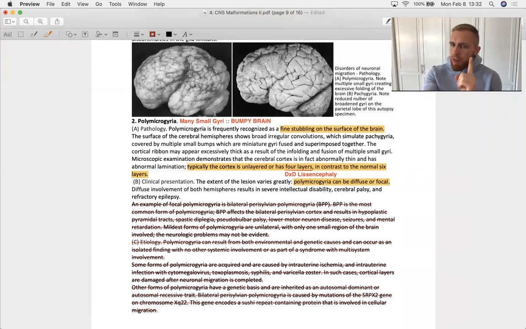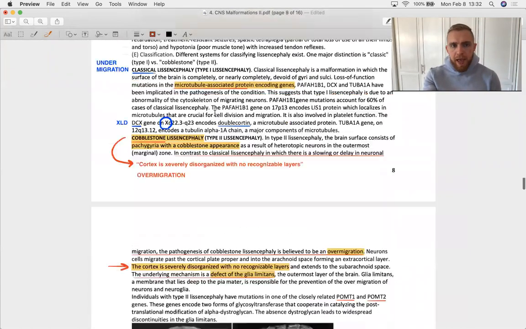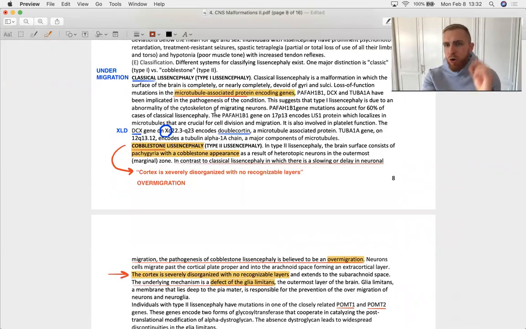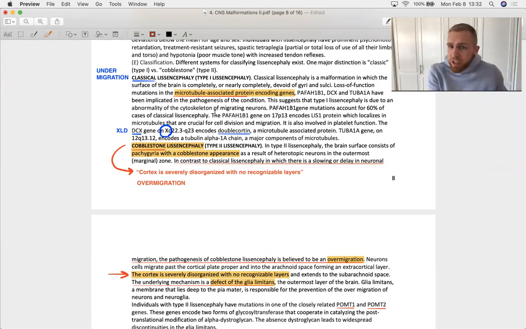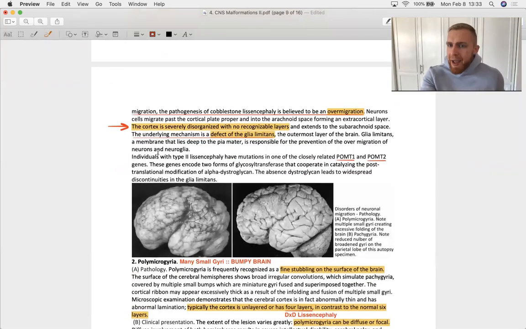But there's one in the middle, okay? And it's called cobblestone lissencephaly. So I don't get it. Don't ask me why, but they call this thing bumpy smooth brain. So it's not smooth, it's bumpy. They clearly tell you the brain has a cobblestone appearance, which means that if you see a picture of it, you might get it confused with polymicrogyria.